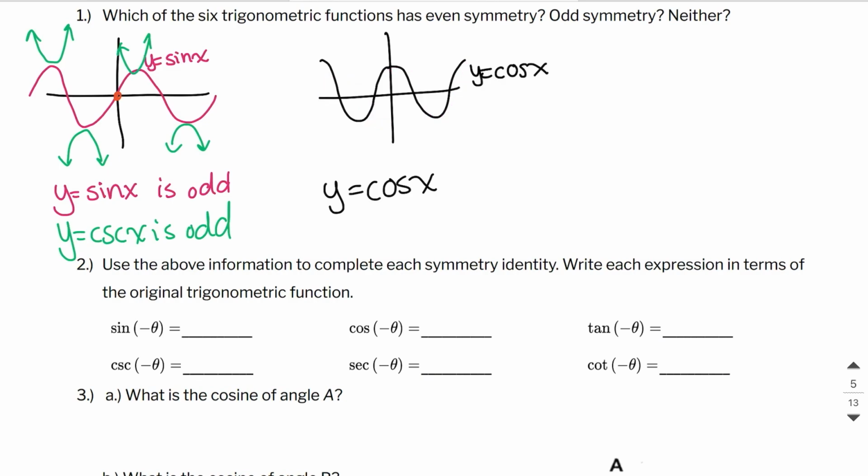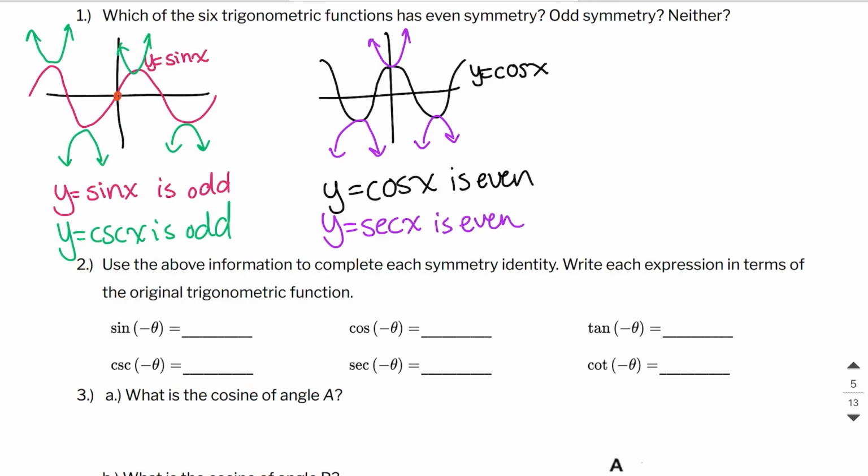It's not reflected in the origin, but it does have symmetry over the y-axis. So if I mirror this over the y-axis right here, it looks exactly the same. And remember, that's the definition of an even function. So y equals cosine of x is even. So now let's take a look at secant of x right here. And this is mirrored over the y-axis as well. So y equals secant of x is even.